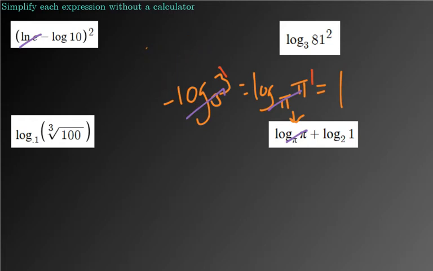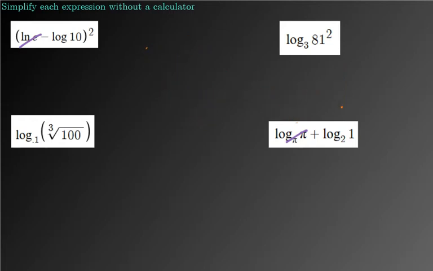So that's how the first one, natural log of e, is just a 1 right there. And actually log of 10 is also 1, right? Because that's just a common log. It's log base 10 of 10. And so this is literally 1 minus 1 squared, which is 0.